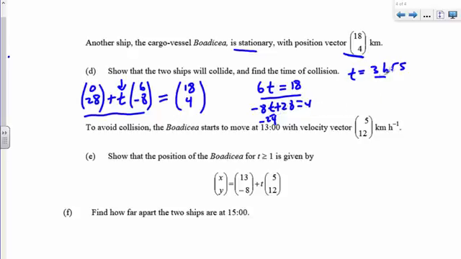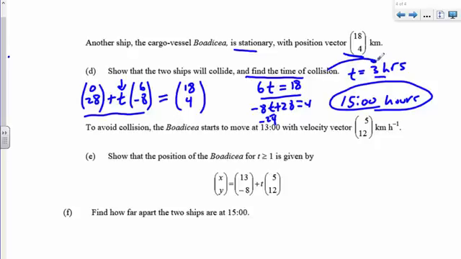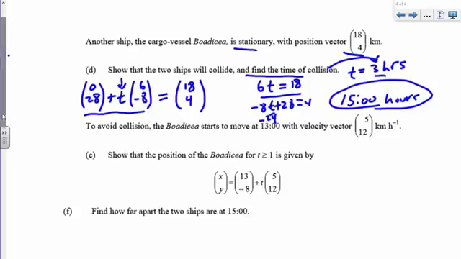So if t is a number of hours after noon, what is 3 hours after noon? That'll be 1500 hours. That's when they're going to collide. Okay, in military time. So that's the time of the collision. It's 3 hours after the Aristides departs its position here.